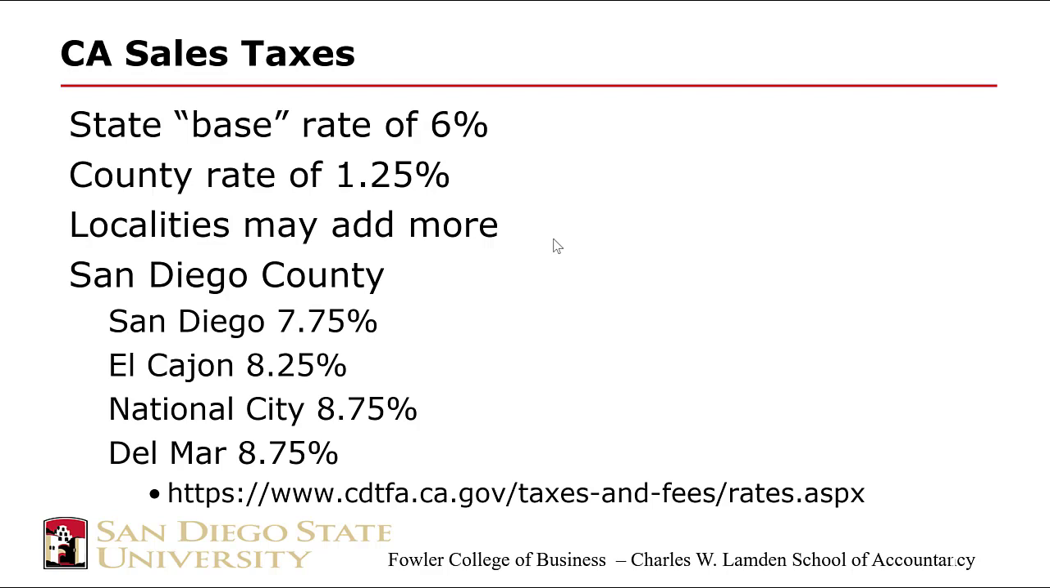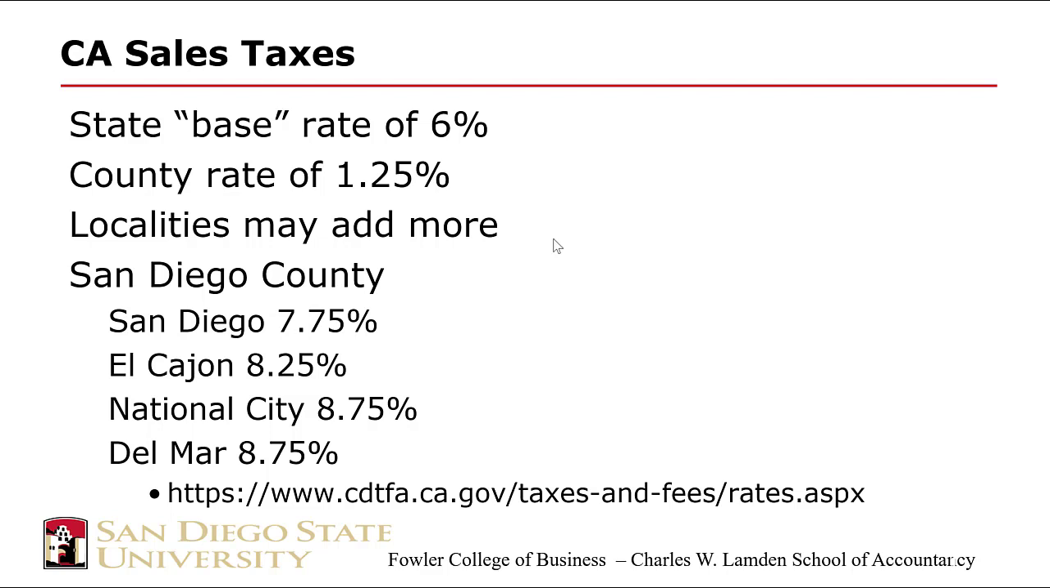So the state base rate in California is 6%. Every county charges a 1.25% kicker on top of that. So think of it as no matter where you are in California, the minimum you're going to pay is 7.25.